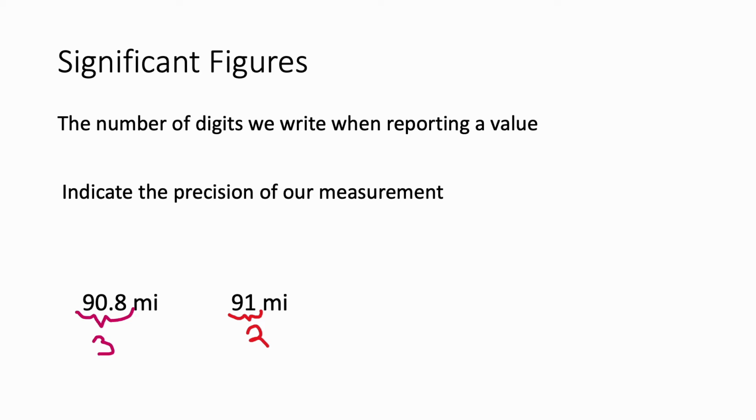Well, not necessarily, right? Because 91 could be rounded off from 90.8. But it also could be 90.7, 90.6. It could be more than 91. It could be 91.1, 91.2, 91.3, 91.4, and so forth and so on. Right? There's a whole bunch of possibilities. And so the measurement of 91 miles is actually less precise than the measurement of 90.8 miles.